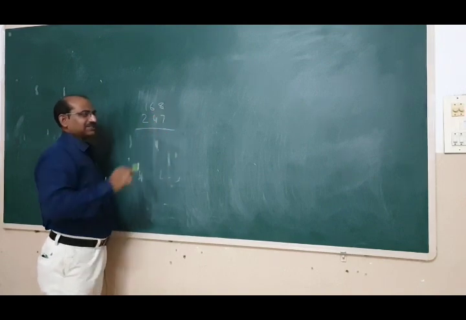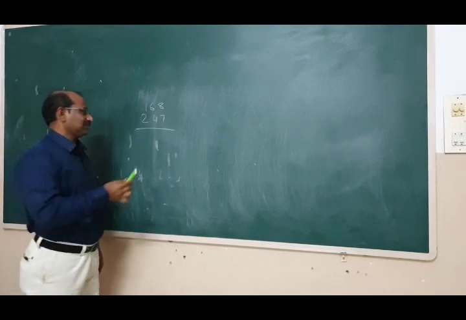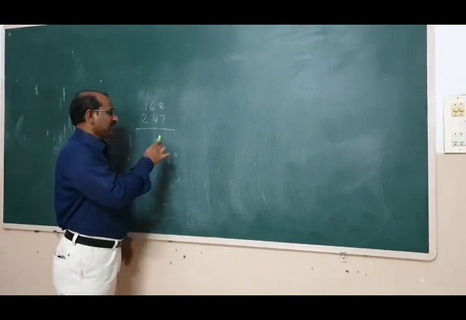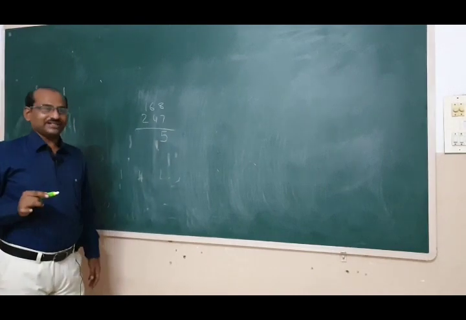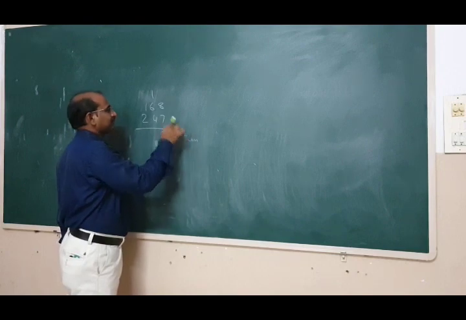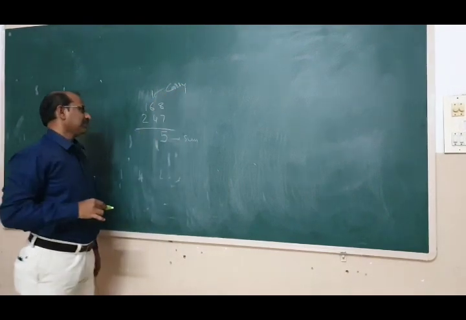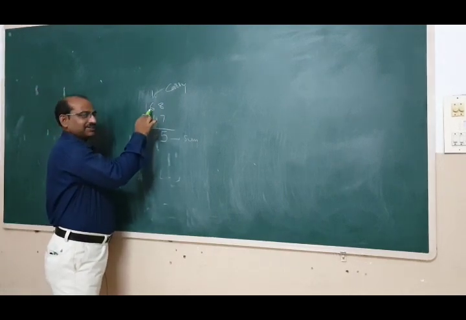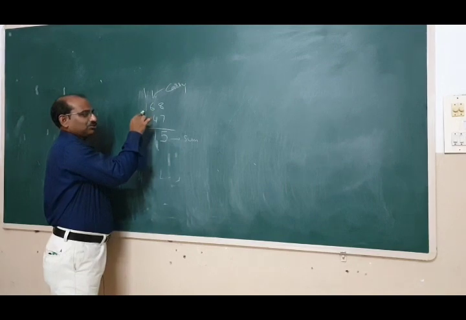8 plus 7 is 15, right? But we should not use 15 as it is. We use 5 as sum and 1 as carry. This is known as sum and this is known as carry. Again 1 plus 6, 7, 7 plus 4, sum 1, carry 1, 1 plus 1, 2, 2 plus 2, 4.